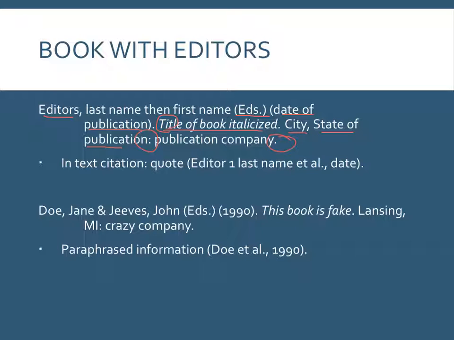For the in-text citation, it would be the first editor only and just their last name, plus the words et al. to indicate that there were more editors. Then the date, and then, of course, the information would come first, the citation, and then the period. As an example, we see Doe, Jane as the first editor, and then this had a 2nd editor, John Jeeves, editors, 1990, this book is fake, made in Lansing, Michigan, by the Crazy Company, and then we've got our period here. Let's pretend that we are looking at a research paper and that this was information I gathered: Doe et al., 1990.